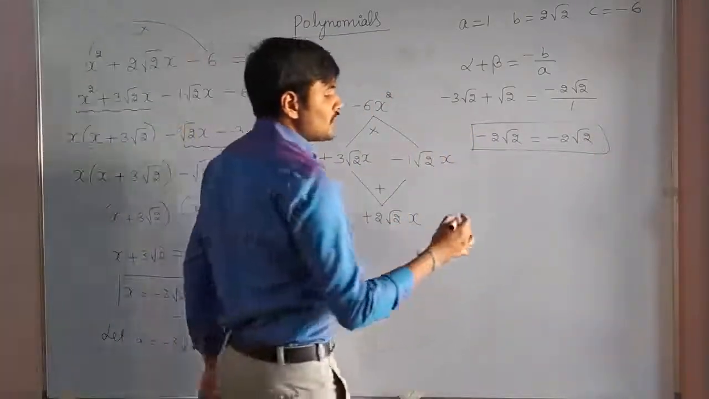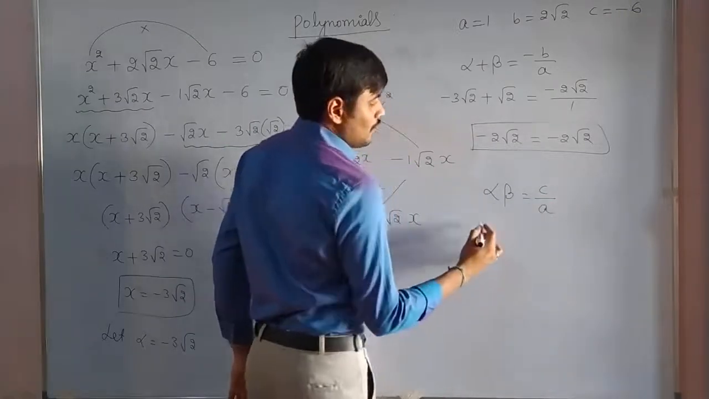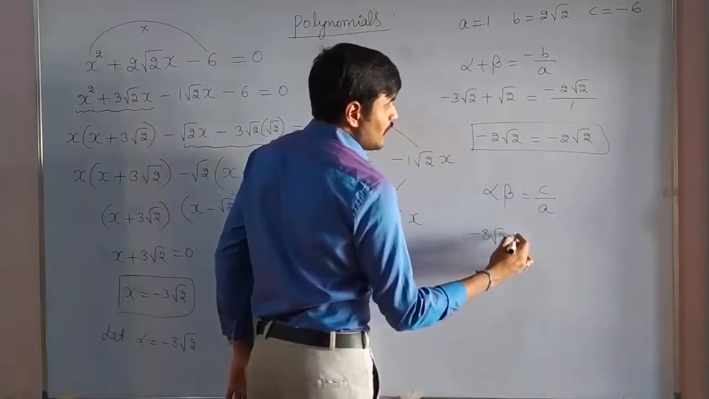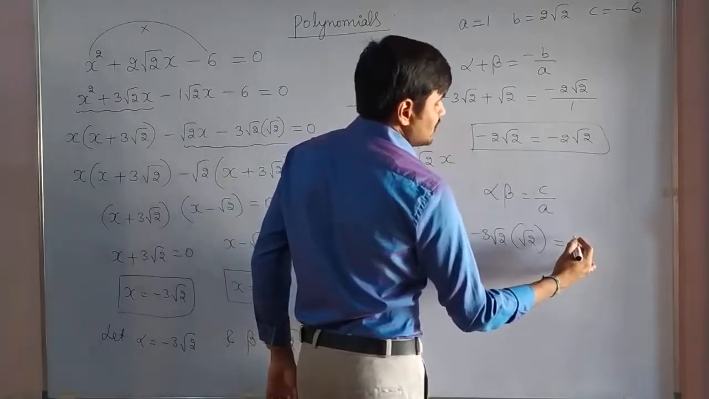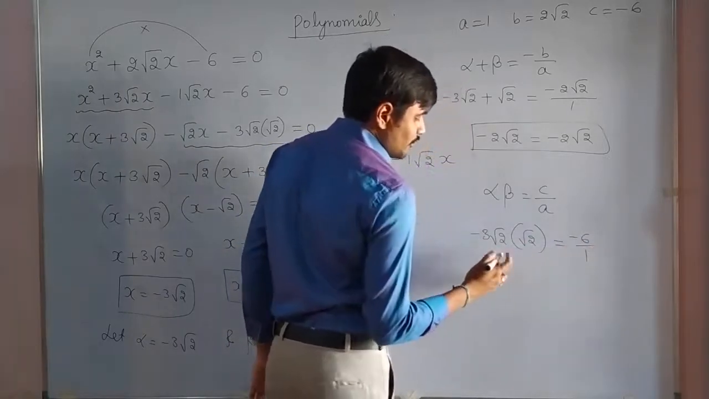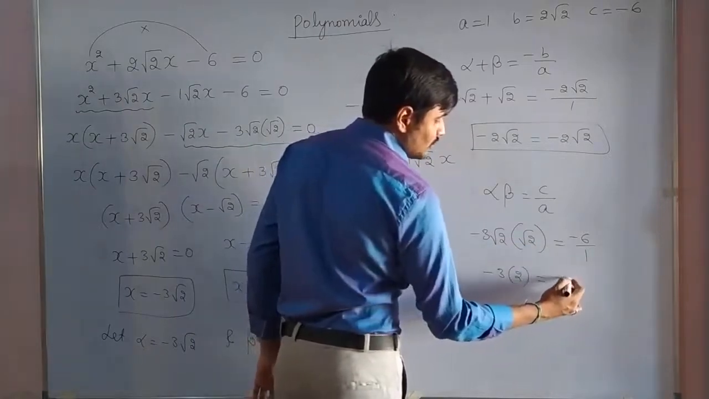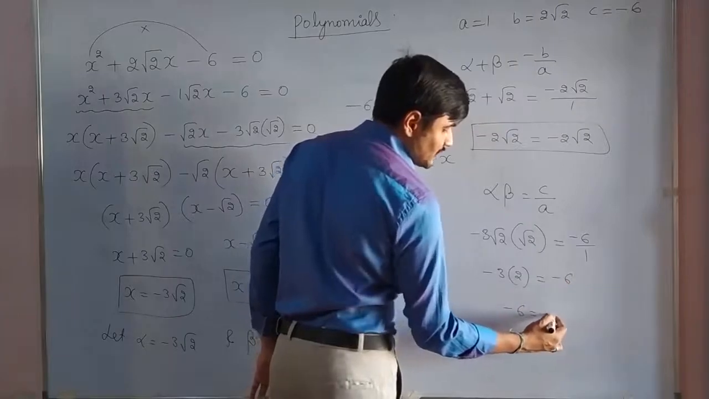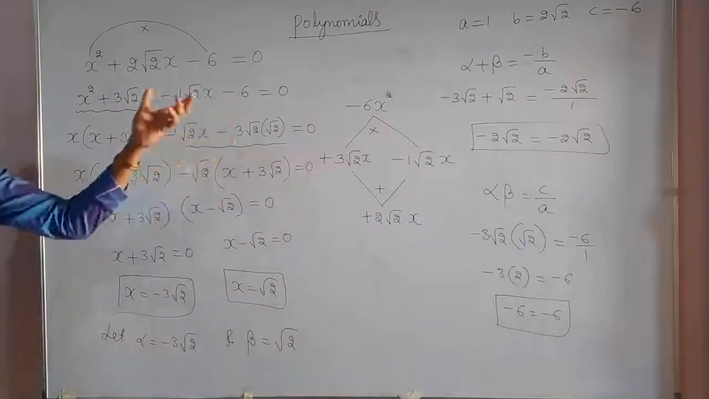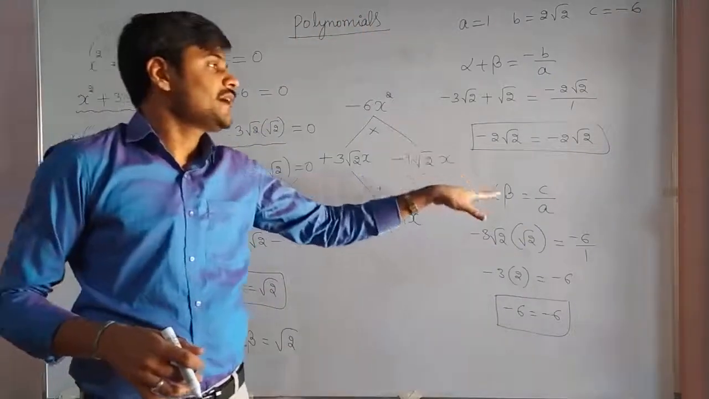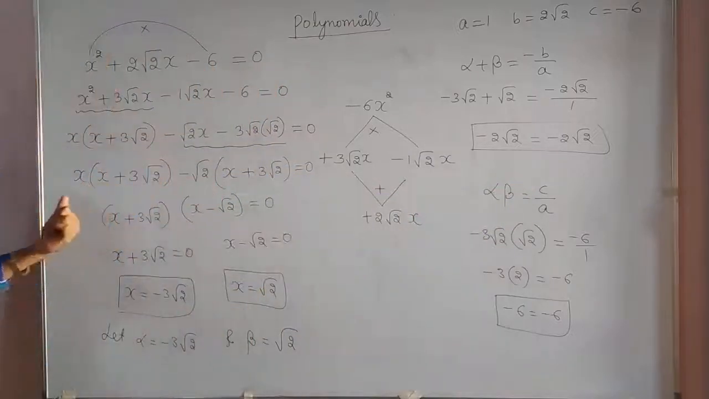Now let us go for product of the zeros. Alpha beta is equal to c by a. Alpha is minus 3 root 2 and beta is root 2. So that is equal to, what is c here? Minus 6 by 1. Now if you multiply minus 3 root 2 into root 2, root 2 times root 2 is 2, and that is equal to minus 6. So minus 6 is equal to minus 6. That's also verified here. So the sum of the zeros equal to minus b by a is verified, and similarly the product of the zeros equal to c by a is also verified here.